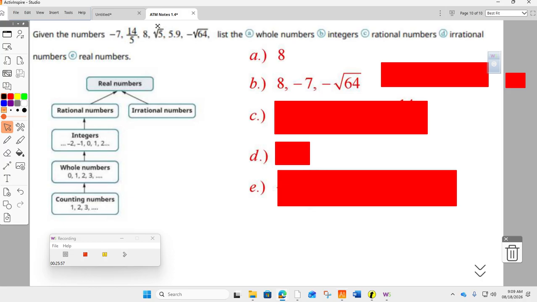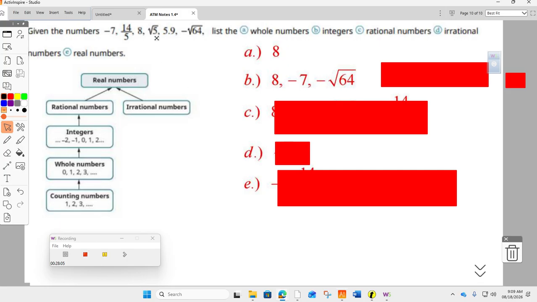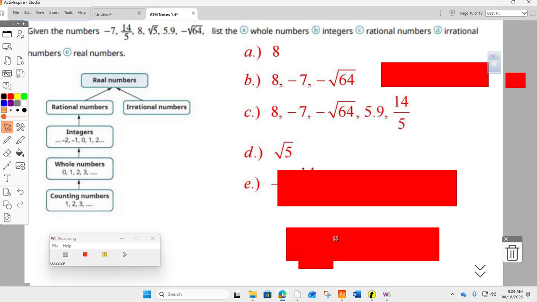So the square root of 5 is irrational. Is there anything else? Is 5.9? A terminating decimal could also be written as 5 and 9/10, right? And we've already established that this is negative 8. So that is the only irrational number. All the other numbers are rational. And remember that they're all real numbers. It's not talking about anything but real numbers here.